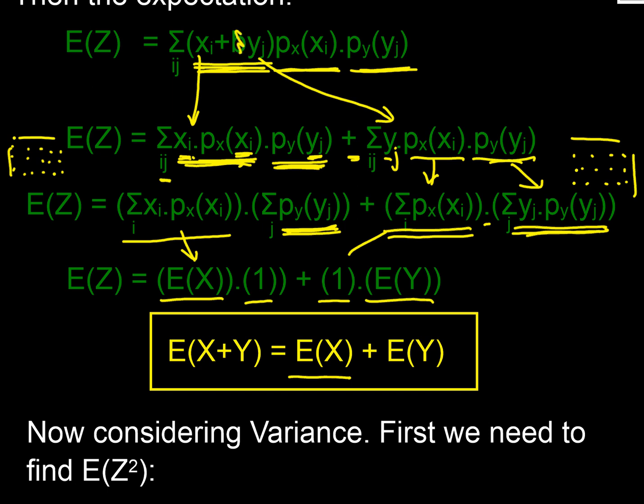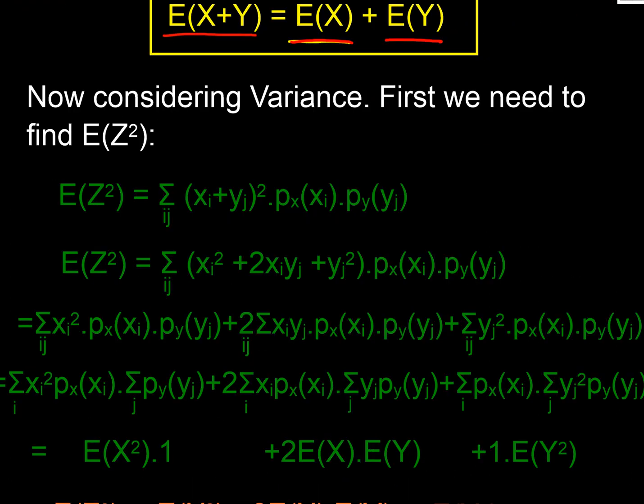So what we've just proved here is the expected value of x plus y is the expected value of x plus the expected value of y. Yeah, and that all works because they're independent. Now let's have a look at what we've got to do with the variances.